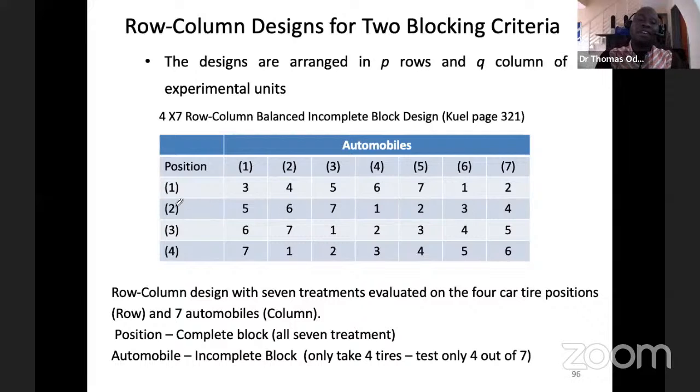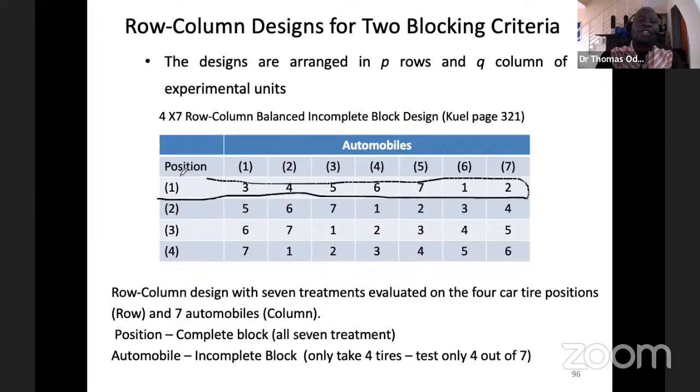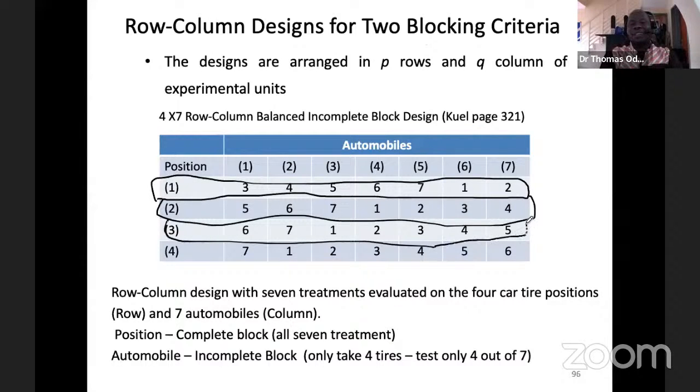So what we have here now, if you look at the row, the row is complete. The row has all the 7 treatments. So it's a randomized complete block design. Why? Because all the cars have a position as tire number 1. Row 2 is also complete. Row 3 is also complete, because there are 7 treatments and 7 cars. So each car has wheel number 1, number 2, number 3, number 4.